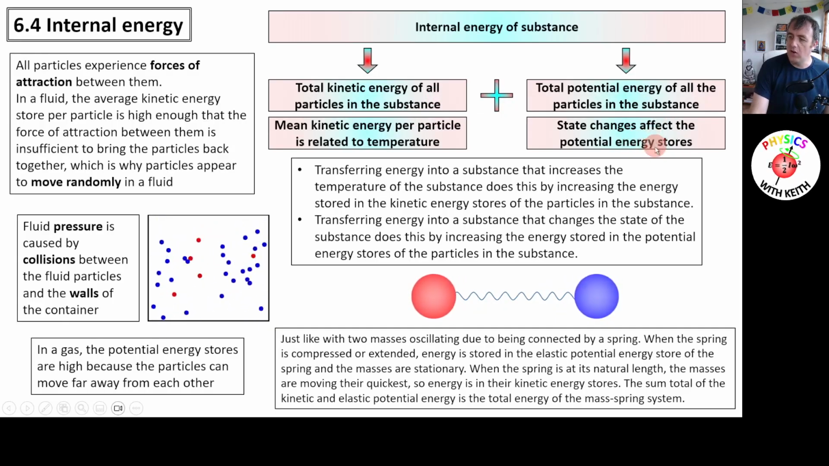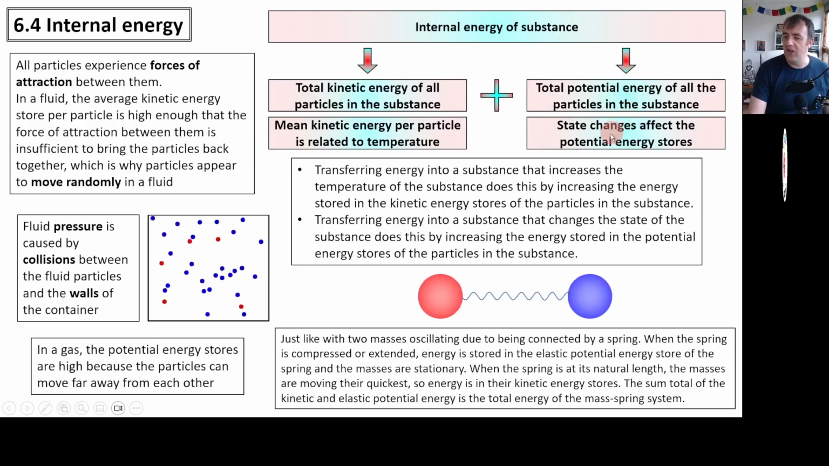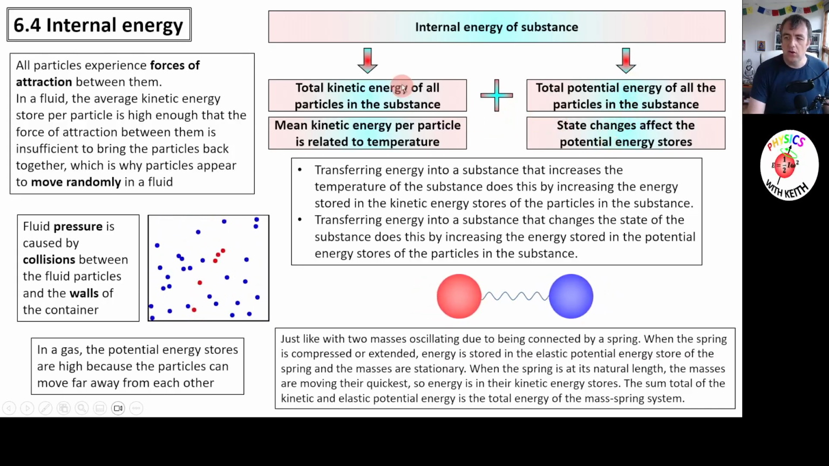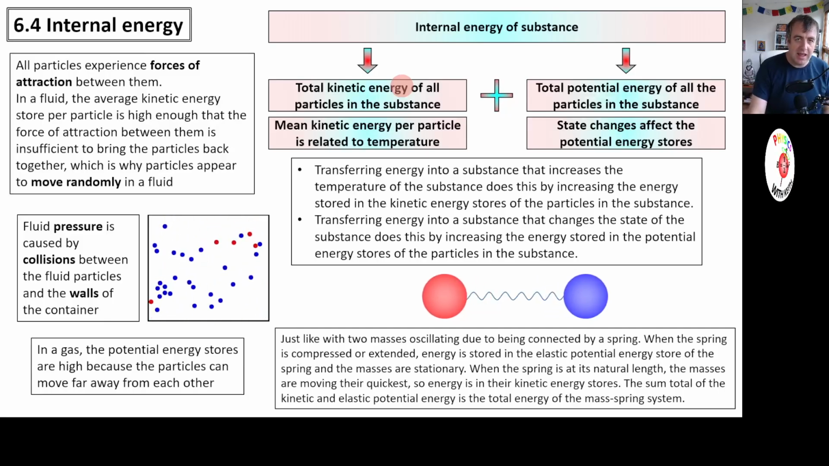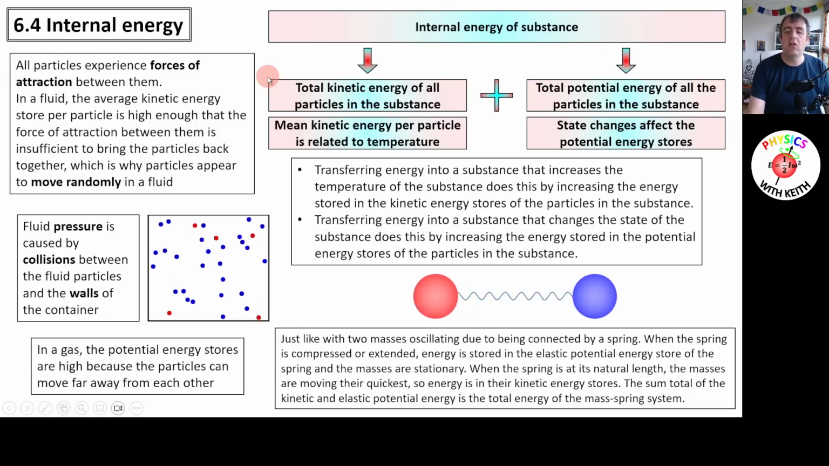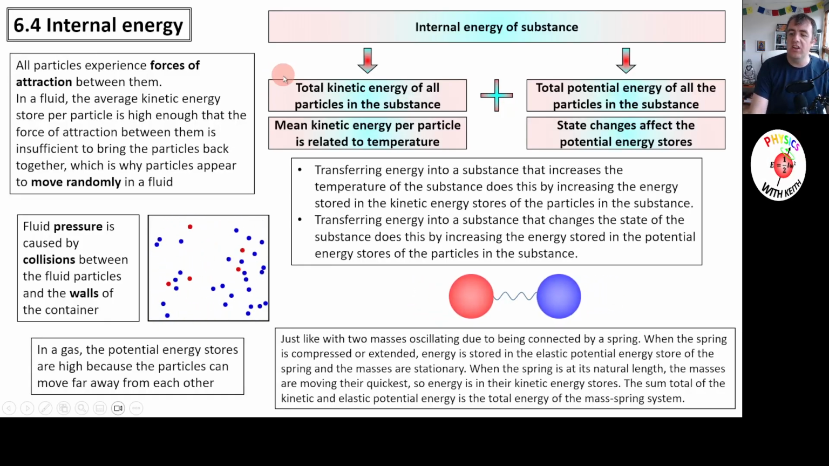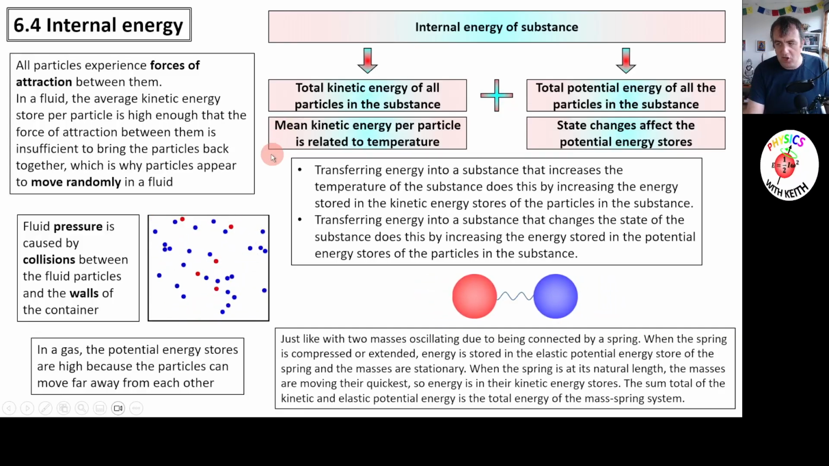So the physical macroscopic manifestation of changing potential energy is changing state. And the physical macroscopic, that means on a scale I can see, macro means big, the physical macroscopic manifestation of changing the kinetic energy stores of particles is the change in temperature.